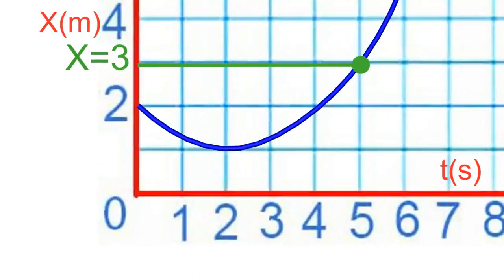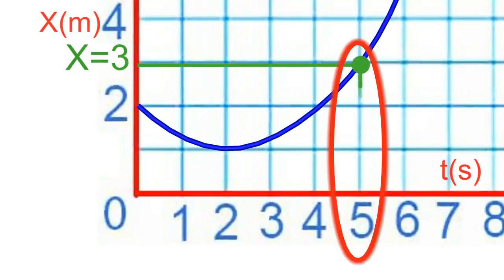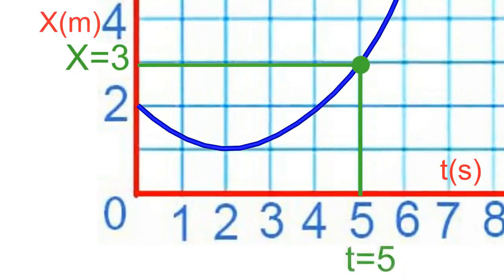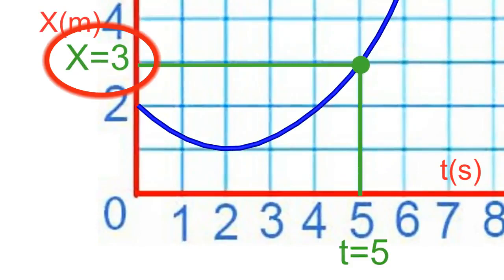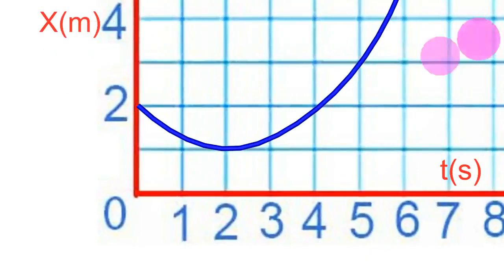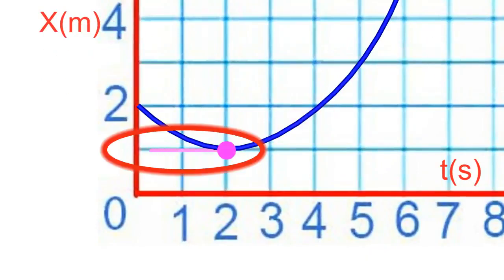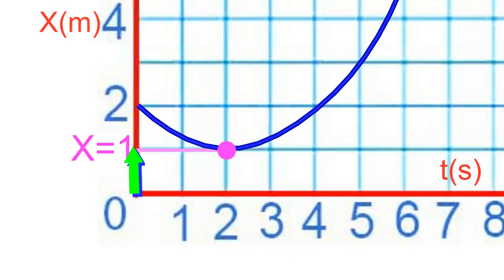If we want to see what moment the object is in this place, we have to draw a line perpendicular to the time axis. We see that in moment 5, the object is in this place. In fact, we say that at moment 5, it was 3 meters after the origin. Consider the second point. If we draw a horizontal line, we see that this line intersects the position axis at point 1. That is, the object is located 1 meter after the origin of the coordinates.